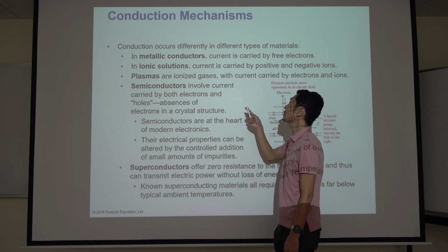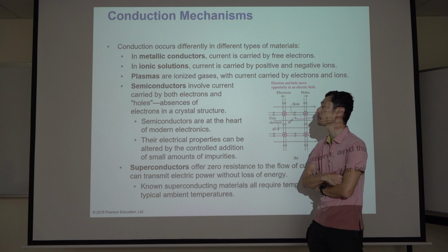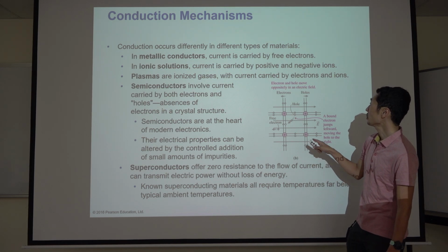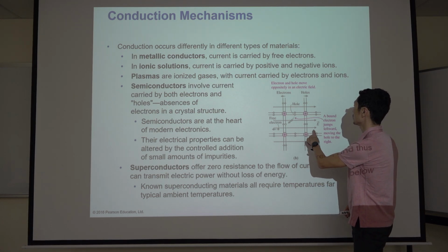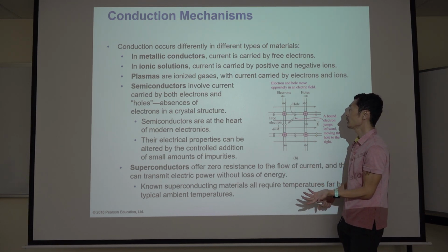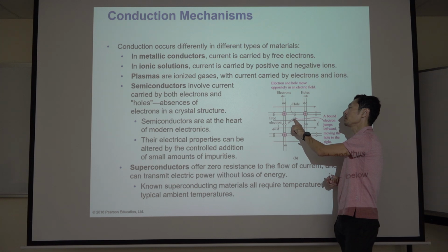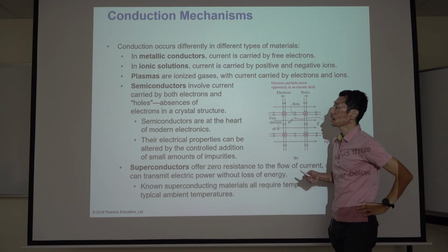Semiconductors are a little bit different. Semiconductors involve current carried by both electrons and holes. Holes are the absence of electrons in a crystal structure. For example, this is a model of a semiconductor, and there are positive charges and electrons that can move, but there are also holes where electrons can fit. If an electron moves into a hole, the hole moves to where the electron was, and the hole can keep moving. These are semiconductors.